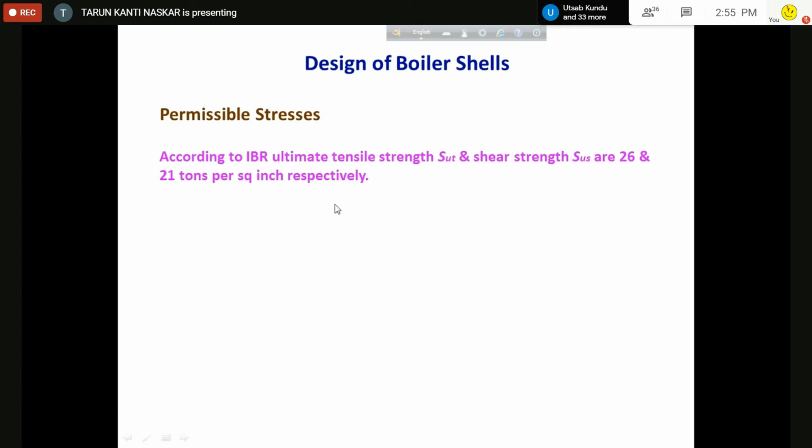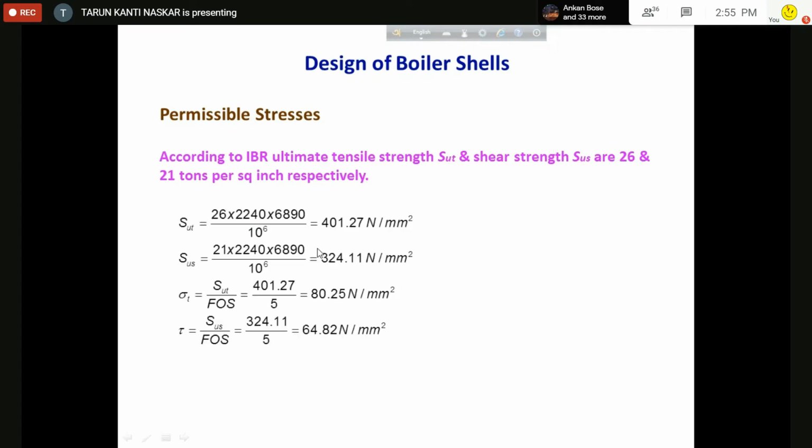Now according to IBR, ultimate tensile strength and shear strength are 26 and 21 tons per square inch. So accordingly you have to select the material, so that sigma UT and sigma US are this. So we have to select the material from that. Converting it to Newton per millimeter square, these are the values from 26 and 21. And using FOS as 5, this is sigma T and this is tau.